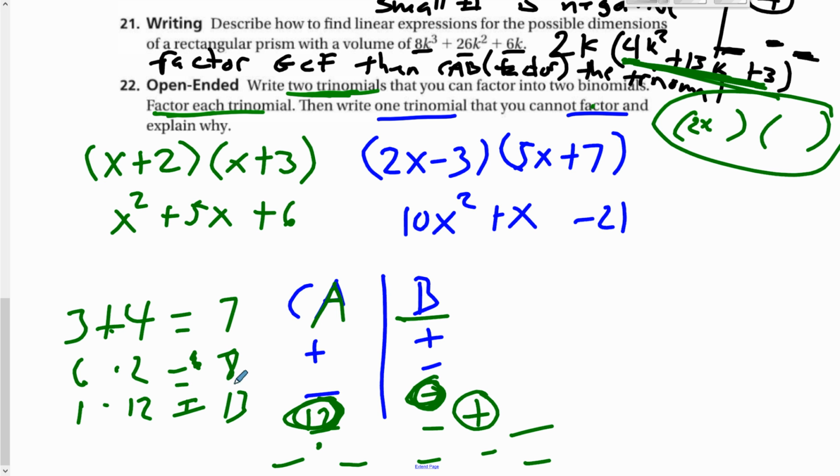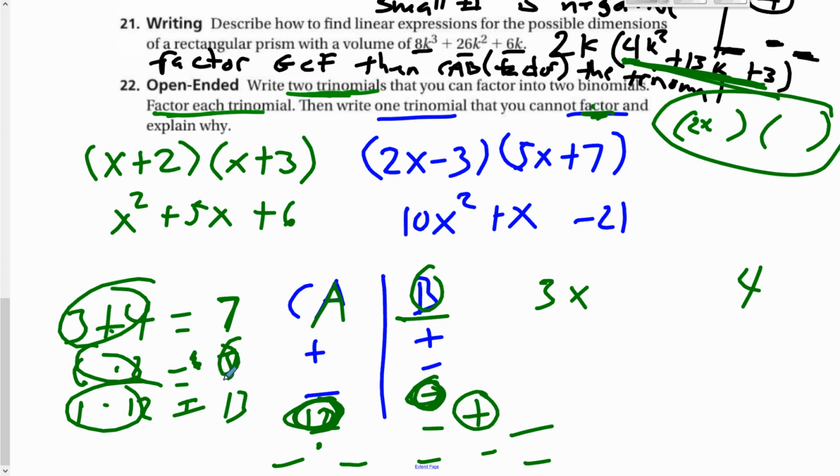So we don't want our b to be any one of those, and then we could use our c times a as 12. Because if it doesn't add up, that means I can't factor it. So we want c times a to be 12, so it could be 3x and a 4 out here. Our b can't be 7, because then our factors would be 3 and 4. It can't be 8, because then it would be 6 and 2. It can't be 13, because it would be 1 and 12. So any numbers besides these.